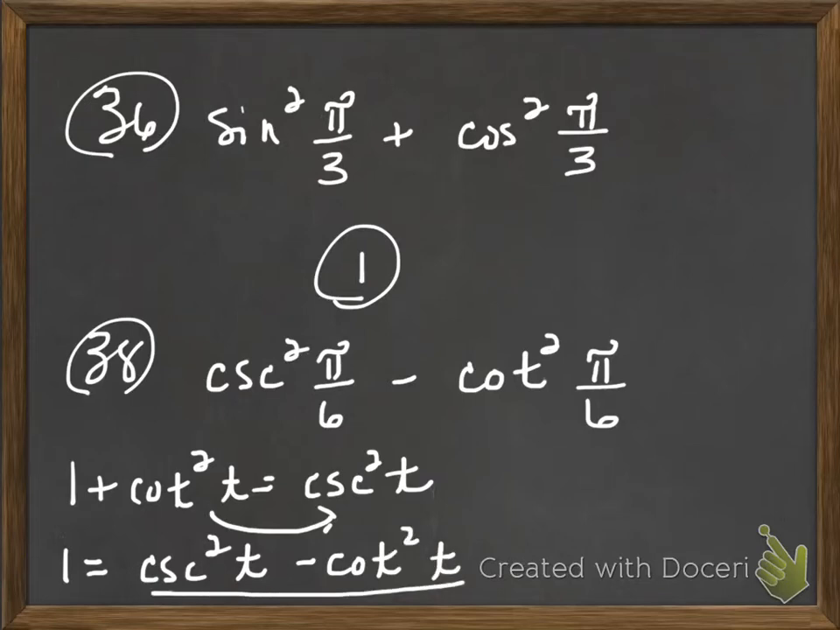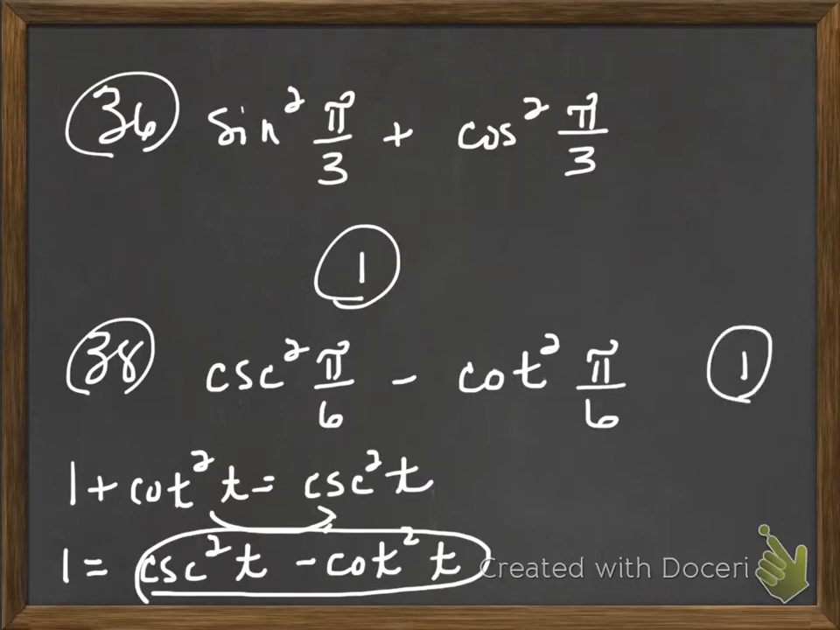So what I'm looking at is really what my problem is. It doesn't really matter that I have pi over 6's, it just matters that I have cosecant squared of an angle minus cotangent squared of the same angle, and that's going to be equal to the value of 1.